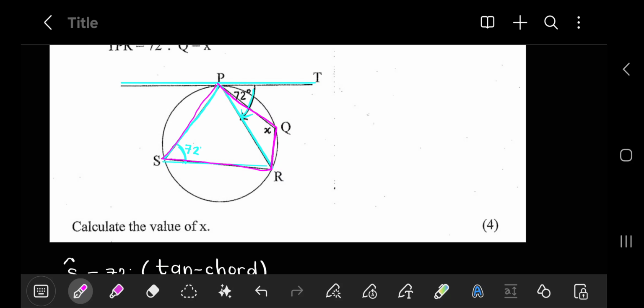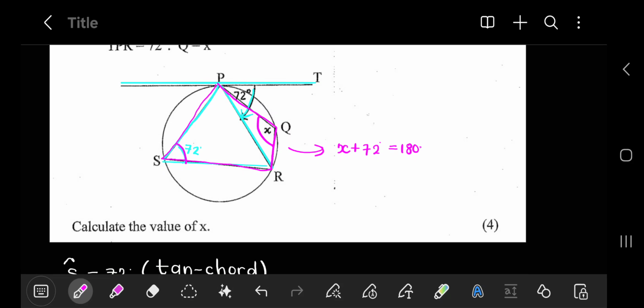Now, there is something about a cyclic quadrilateral that you guys learned. We know that the opposite angles are supplementary. So if we were to add X plus 72 degrees, it should give you 180. So here X plus 72 degrees is going to give you 180.